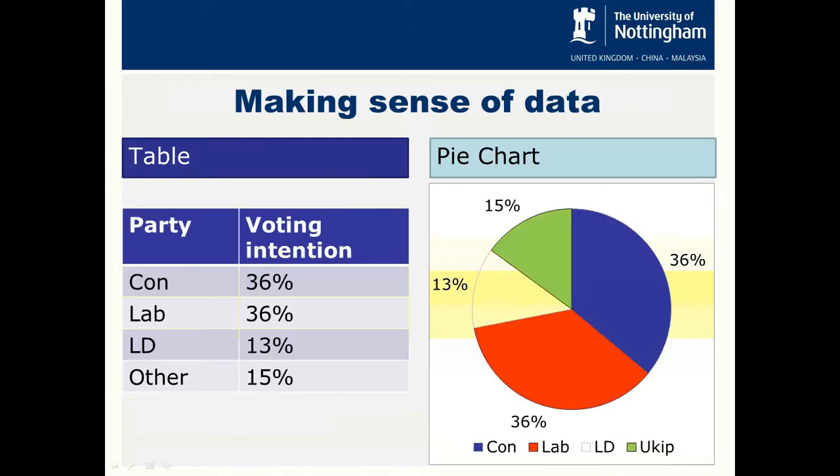In terms of making sense of data, as an example, a pie chart gives us a really good idea of proportions. So if we look at this pie chart of voting intention, we can see the clear split between the Conservatives and Labour. We can see what proportion Lib Dems and UKIP received.